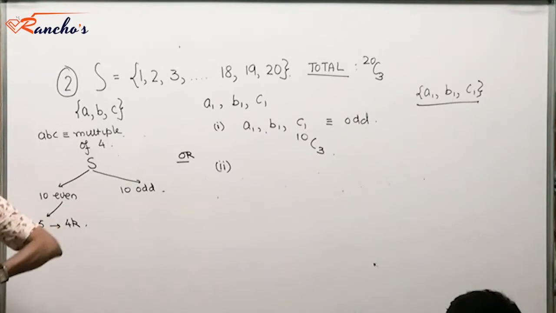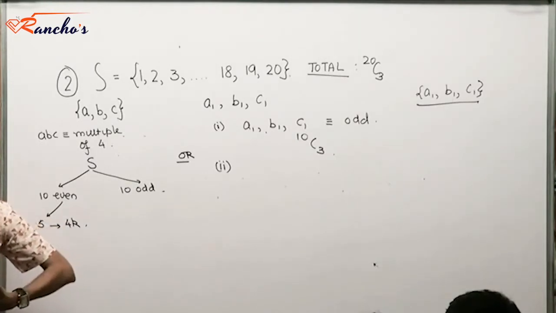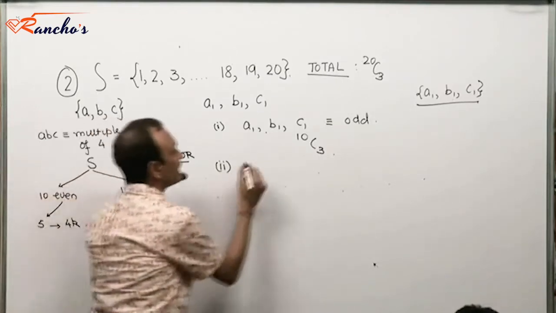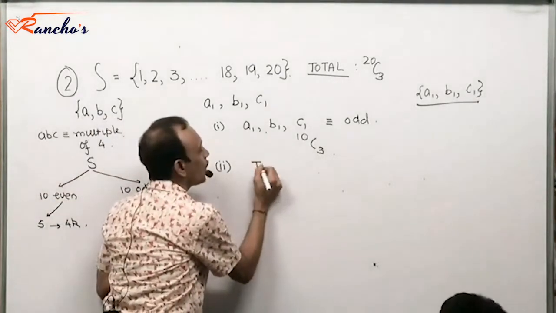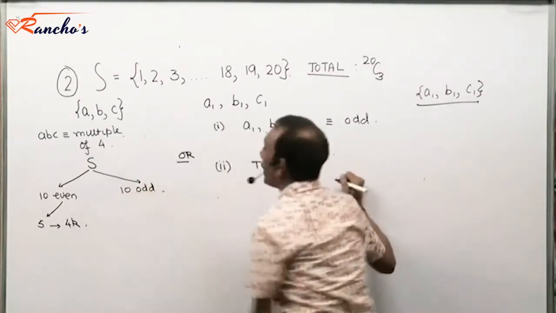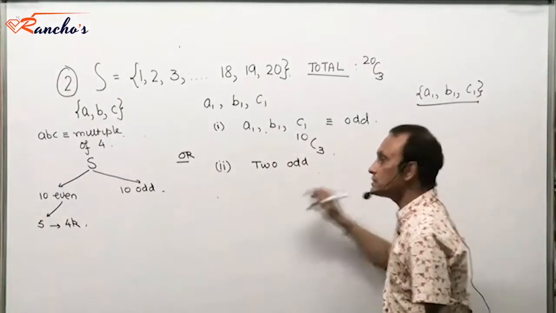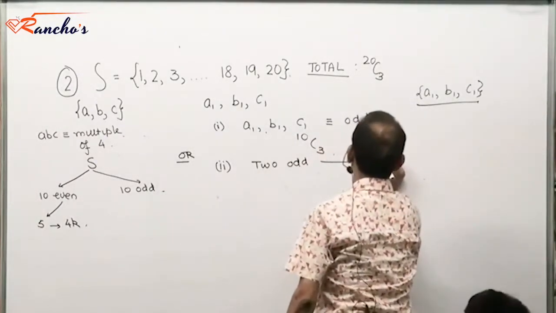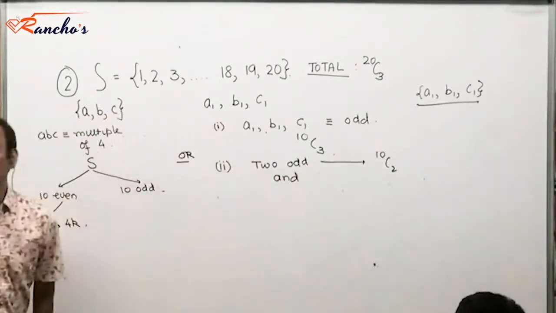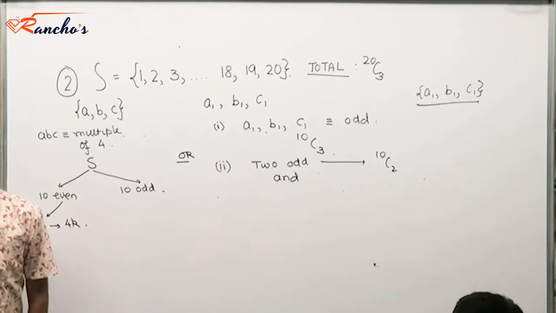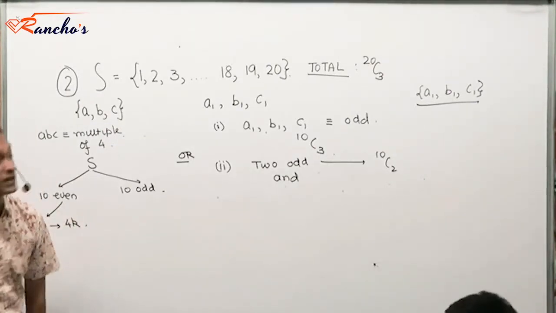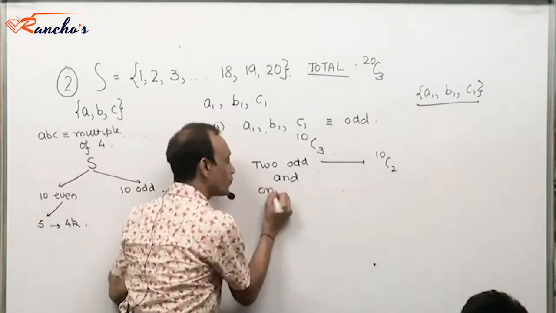Right? That's one way. Or the second way I can carry out a count is I can select 2 odd numbers and 1 even number which is not a multiple of 4 but a multiple of 2. Yes or no? So I select 2 odd numbers. And in how many ways can I select 2 odd numbers? 10C2 ways. And 1 number which is an even number but not a multiple of 4.